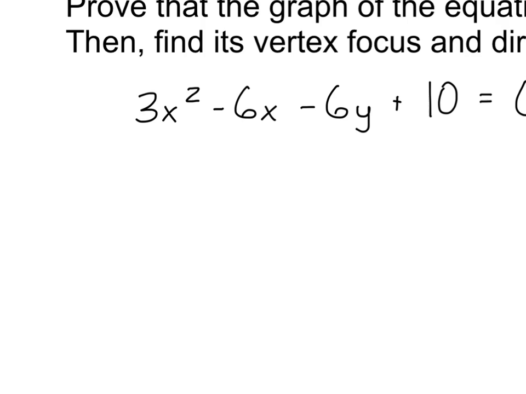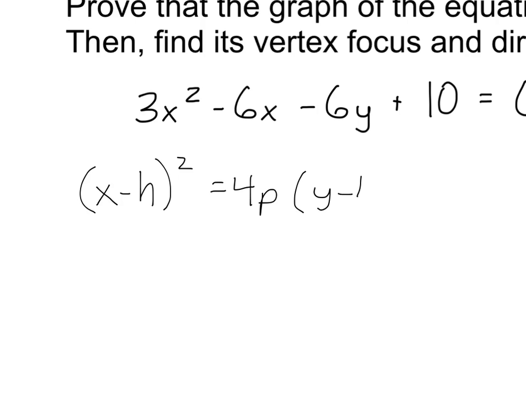First, we're going to start with parabolas, and we need to find the vertex, focus, and directrix. Remember, from our blue sheet, we have our equation: (x minus h) squared equals 4p times (y minus k), and this is on your blue sheet. So that's the form that we're trying to get this into.